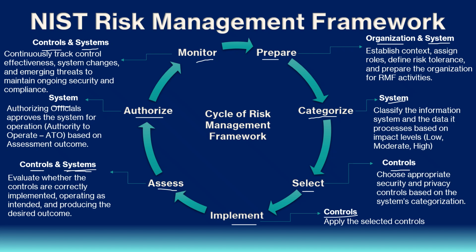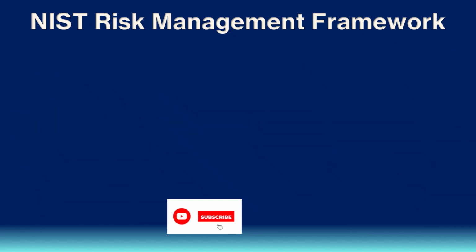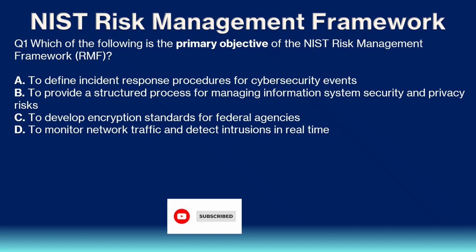Now, as you have gone through all these steps, let's see how much you learned from that. Let's try to answer a few questions. So the first question, which of the following is the primary objective of NIST risk management framework? To define incident response procedure for cybersecurity events, to provide a structured process for managing information system security and privacy risks, to develop encryption standards for federal agencies, to monitor network traffic and detect intrusions in real time.